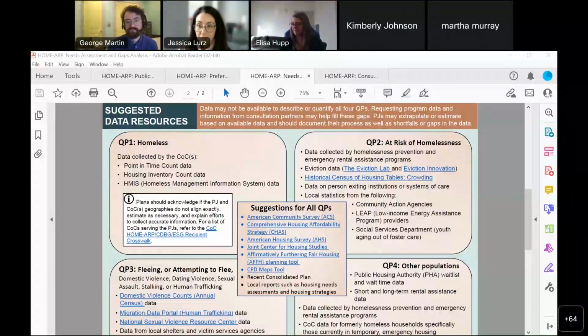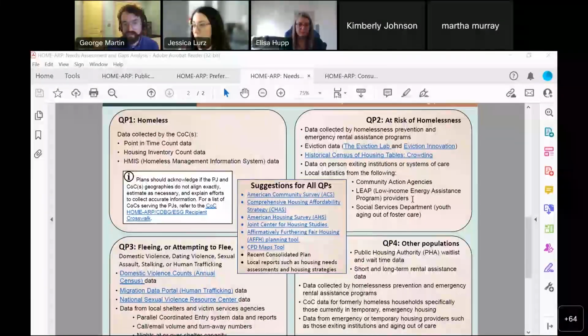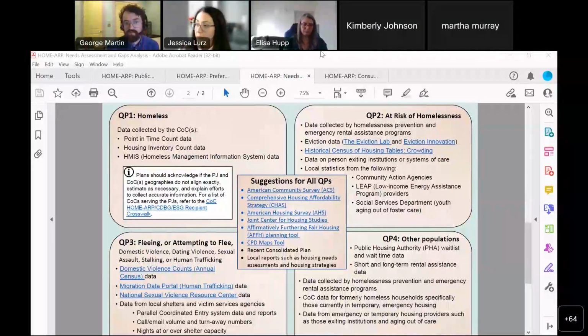for some of the QPs, there are a few examples of pretty commonly available data sources out there. We have the homeless QP1 listed here with some data sources. We also always advise folks to work with their CoC on the homeless data, because there's a lot of data they collect in the homeless management information system that might not be publicly available in the format you need, or specific to your PJ's jurisdiction if the geographic area isn't the same. But you might be able to get access to raw data through the CoC and get more precise data that way.